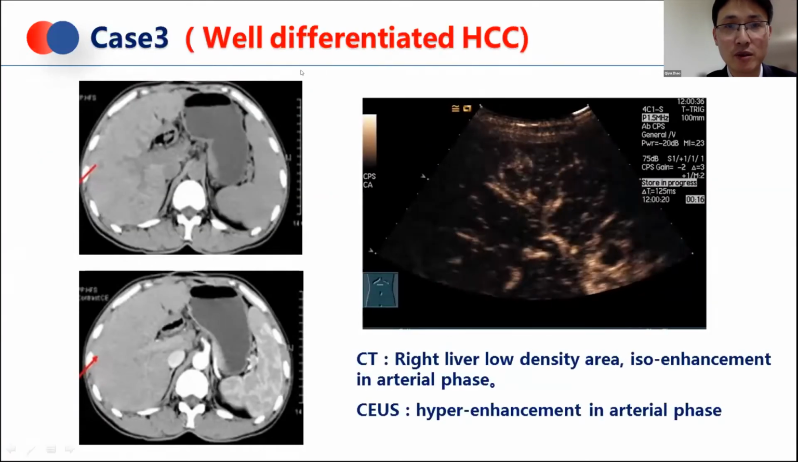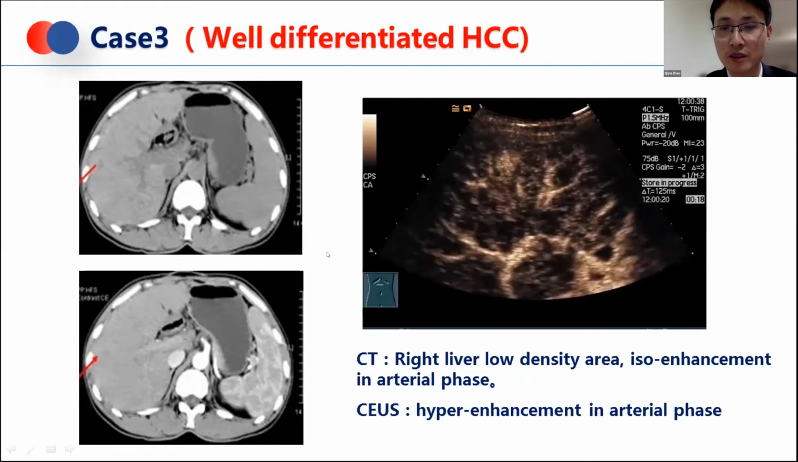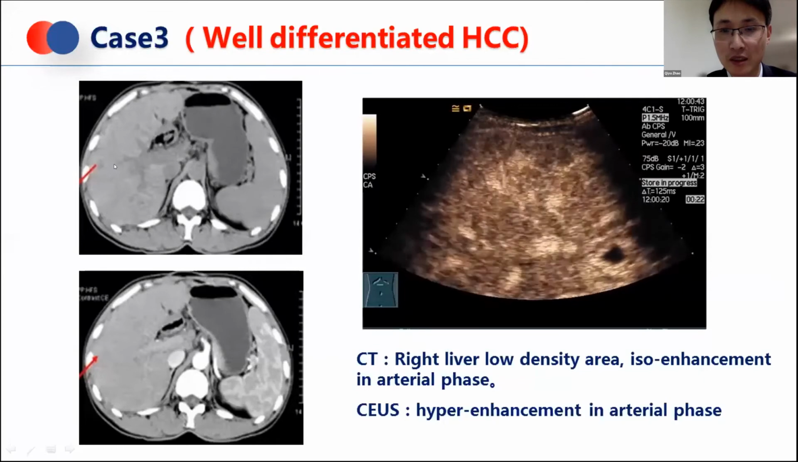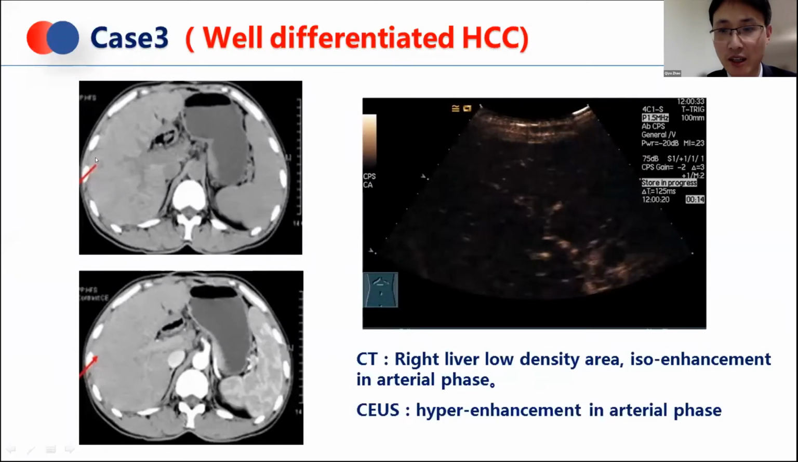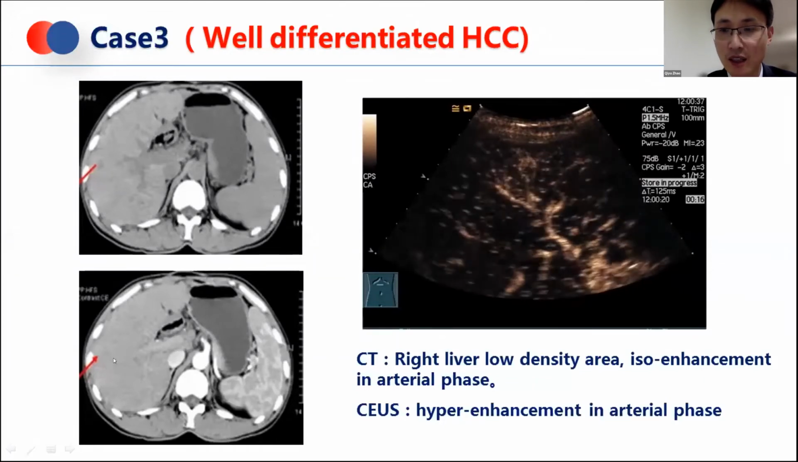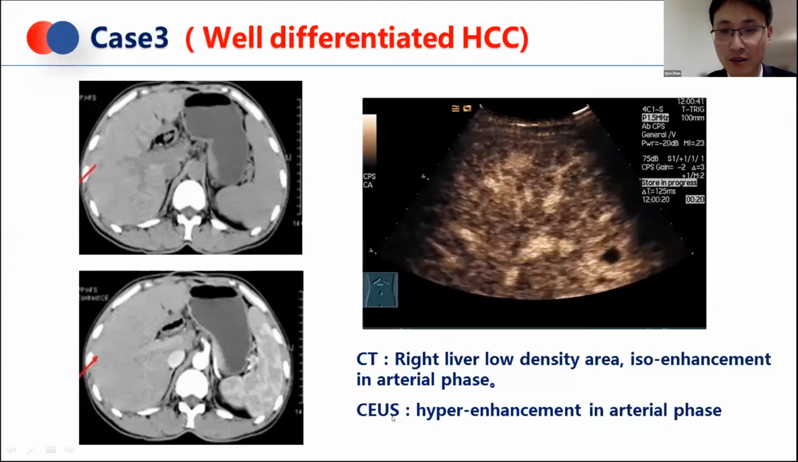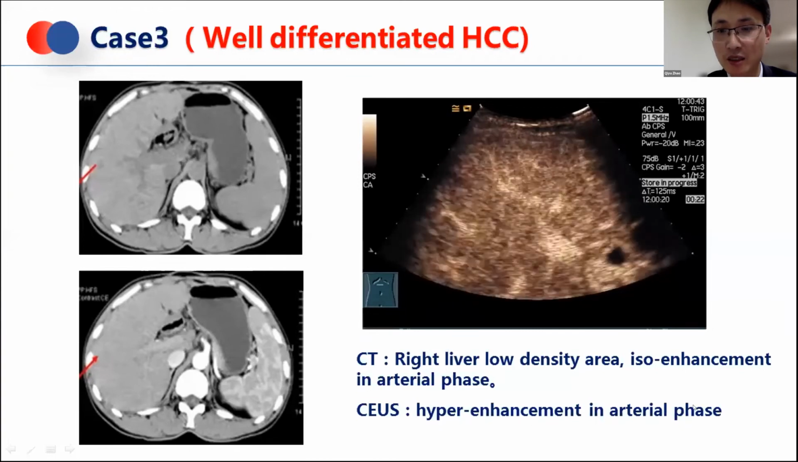Case 3 is a well-differentiated HCC. In the CT, we can see a low density area here, and iso-enhancement in arterial phase. While in contrast ultrasound, we found hyperenhancement in arterial phase.